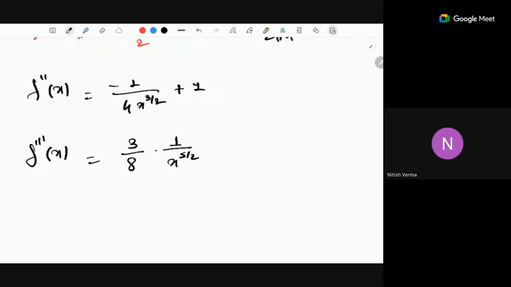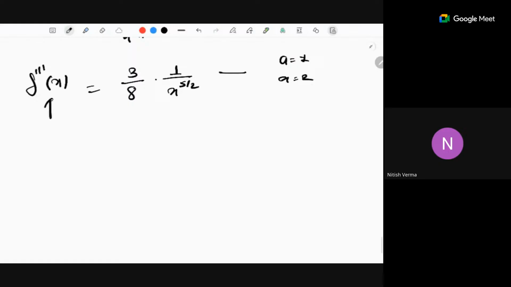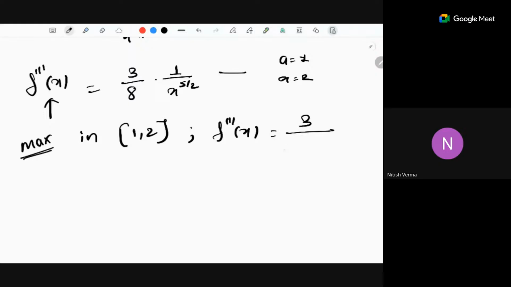Now, what will be the max in the interval? So here what is a? Around the point, a value is 1, x value is 2. So our interval will become 1 to 2. So what do we want to find out? We want to find out the max value of this function in the interval 1 to 2. So what is the function? What is f triple dash of x? This is actually 3 by 8 x to the power 5 by 2.